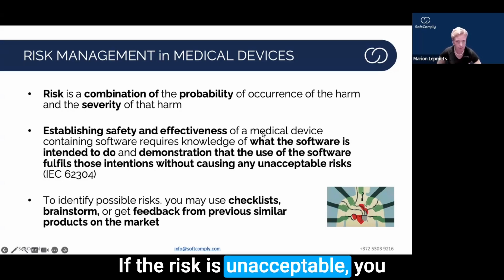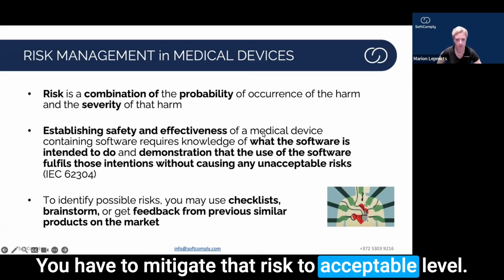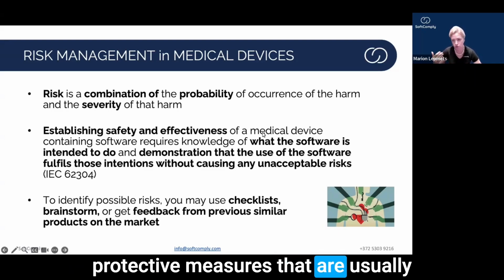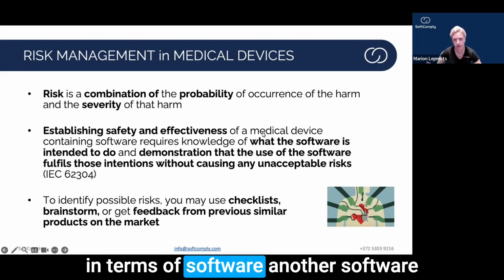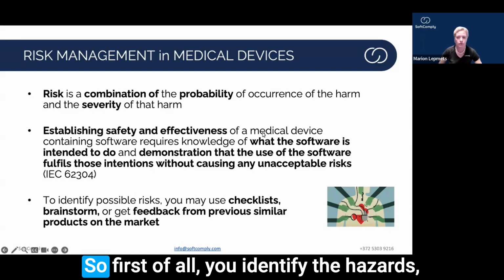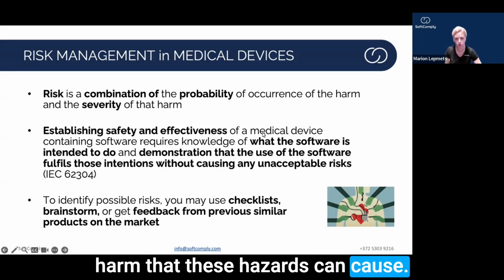If the risk is unacceptable, you will have to control that risk. You have to mitigate that risk to an acceptable level. And this is normally done by implementing protective measures that are usually in terms of software and other software requirements you have to link it with. So first of all, you identify the hazards, you describe the situations and the harm that these hazards can cause.